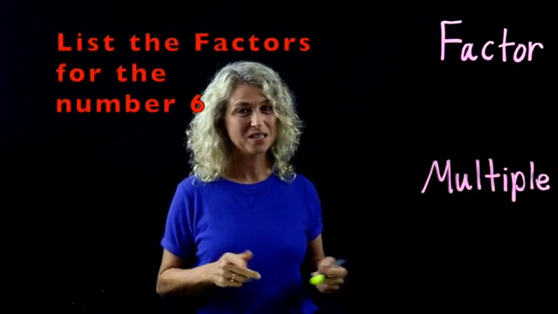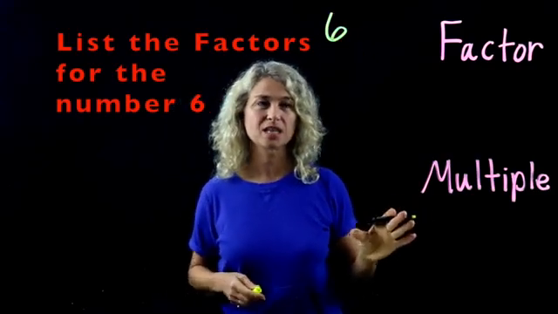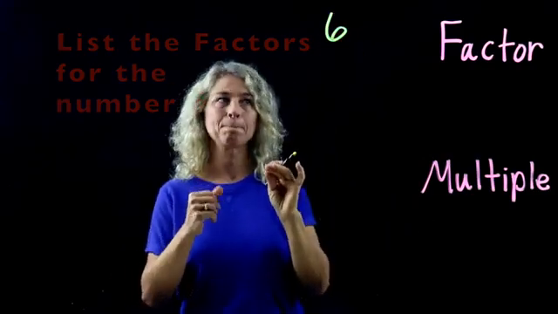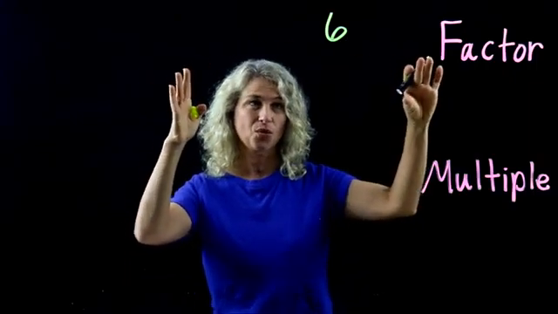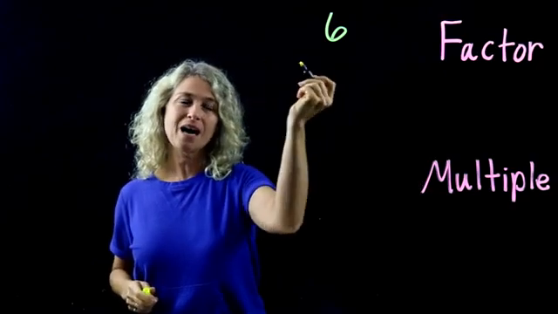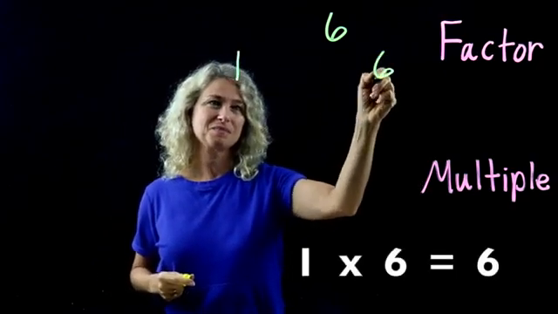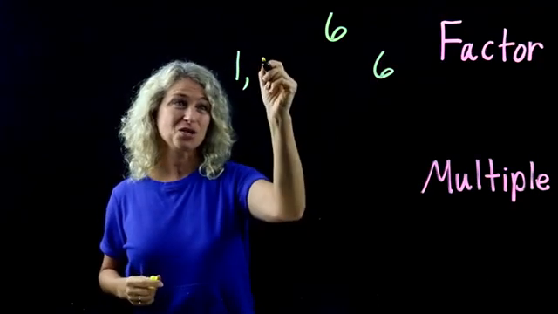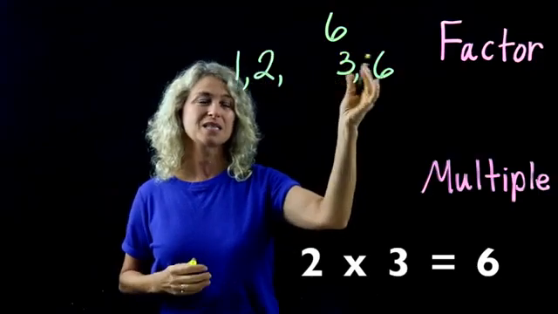So let's look at the number 6. When we write the factors for 6, if you do it in this way, in writing them out, when you finish you'll have them in sequential order. So what times 6 is 6? 1 times 6. Is there anything times 2? Sure, 2 times 3 is 6.